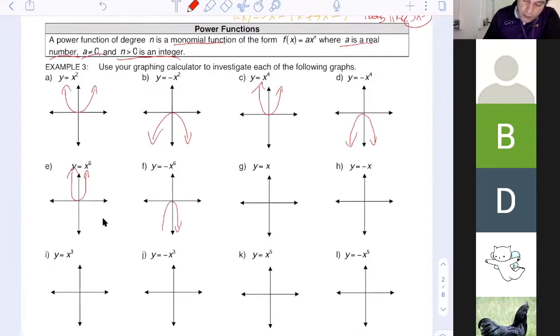And the reason why it's so narrow, if you think about it, for all of these, the 3 points they're going to have in common are 0, 0, negative 1, 1, and 1, 1. But as you get larger and larger, for example, 2 squared is 4, 2 to the 4th is 16, and 2 to the 6th is 64. So that's why the graphs get narrower and narrower, because as you go further for the x value, it's going to shoot straight up, right?